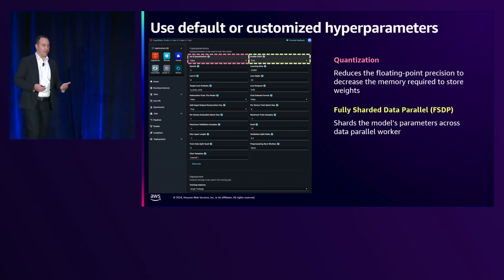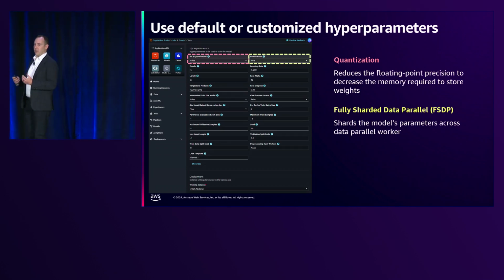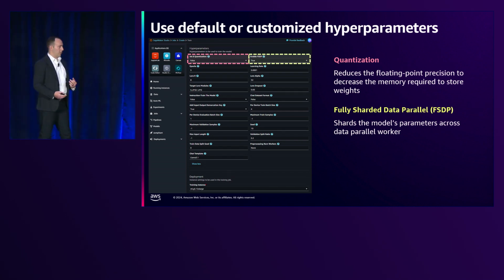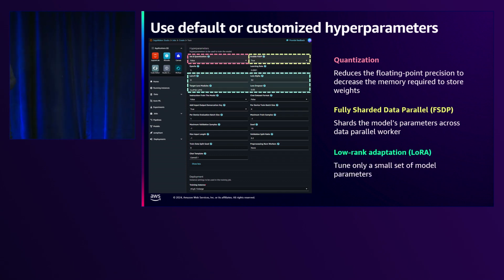Second, I'll talk about FSDP, or fully sharded data parallelism. This is a great technique that we offer out of the box that allows you to fine-tune very large models. It will shard the model for you, allow you to be used with multiple parallel workers, and make it very easy for SageMaker to be your backbone to fine-tune these very large models.